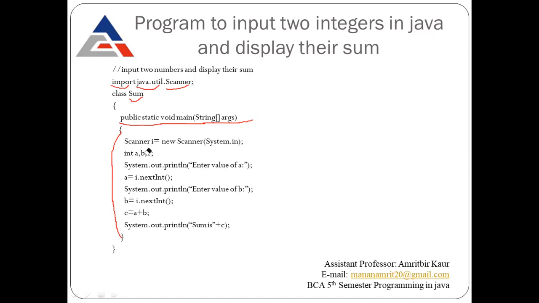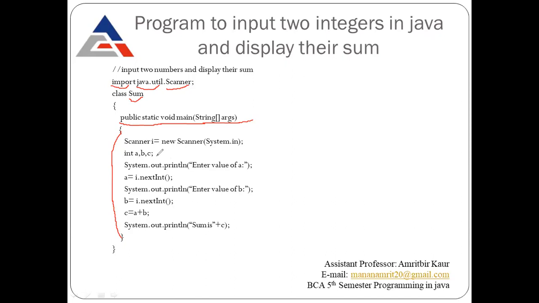Then we are declaring three variables, because for performing addition we can use three variables: two for storing values and the third for storing the result.